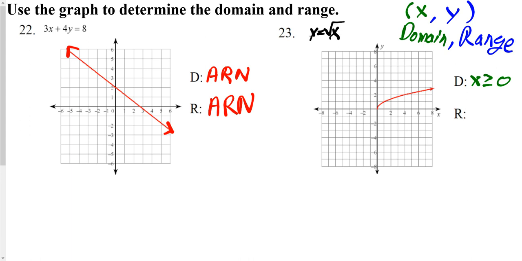Now, when you're looking at your range, range is how far up and down. It starts at a height of 0, goes up forever. It would take a while to get there, so your range is y is greater than or equal to 0.